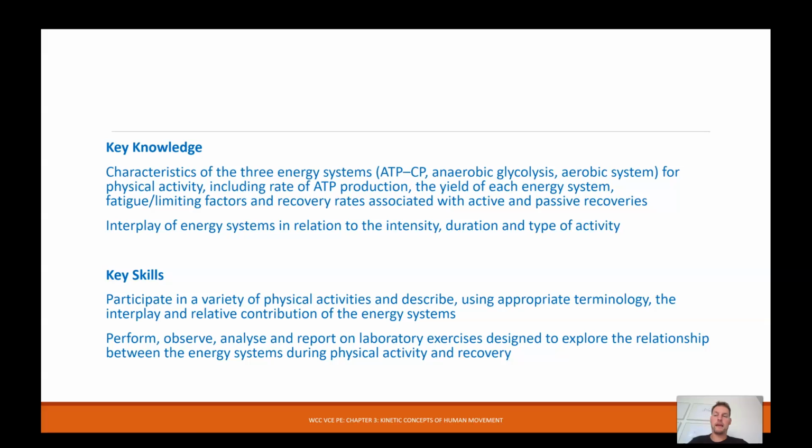So for this lesson, we're going to be mainly looking at this first key knowledge point on the side here, which is the characteristics of the three energy systems: the ATP-PC, anaerobic glycolysis, and aerobic energy systems. We're going to look at which physical activity they're involved with. We'll look specifically at the ATP rate, so how fast it's produced, and also the yield, how much they can produce, which we've talked about already. We'll also look at what fatigues them and what limits why they can't keep supplying energy for as long, and also the recovery rates associated with those, and what's better, active or passive recovery.